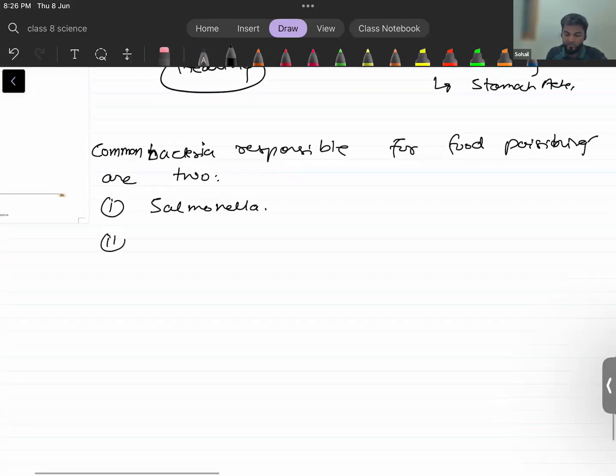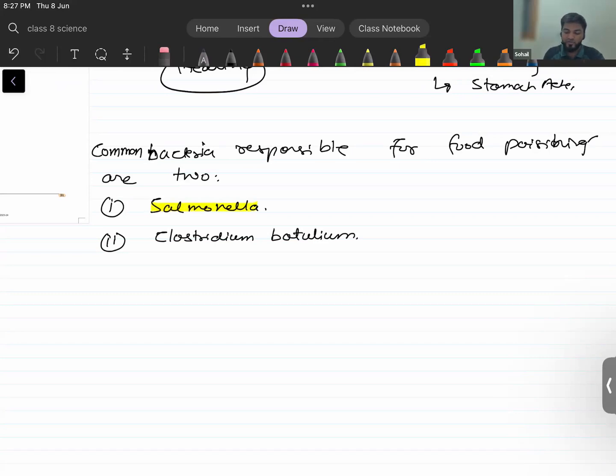If you guys would like, you can remember this one also. Okay. Another one is Clostridium, Clostridium botulinum. Okay. Or it will be fine if you just remember one. So after you define food poisoning, you can quote any one example. That food poisoning is what?